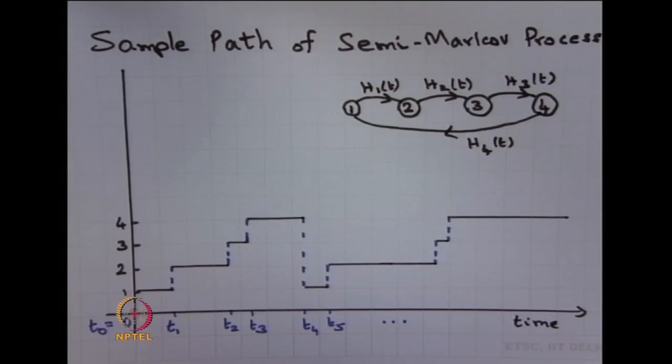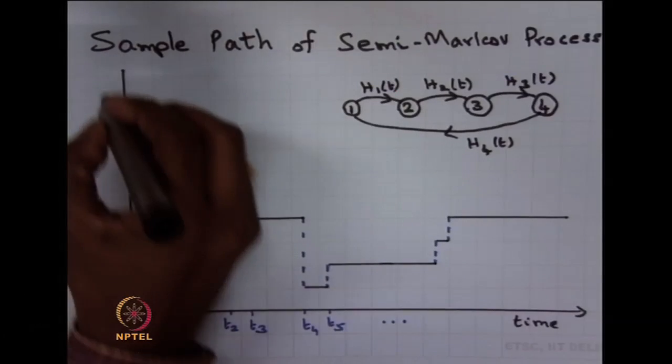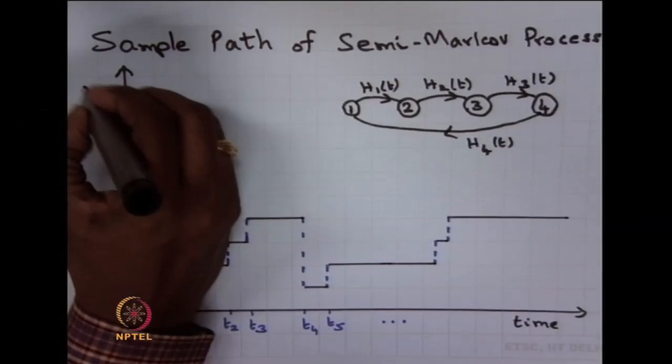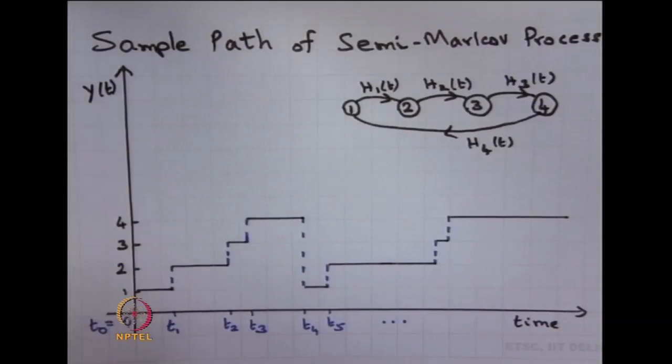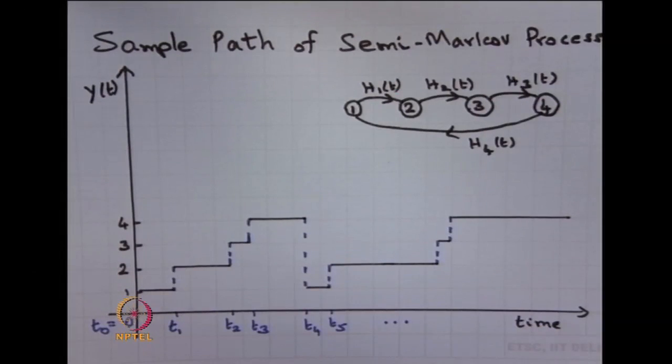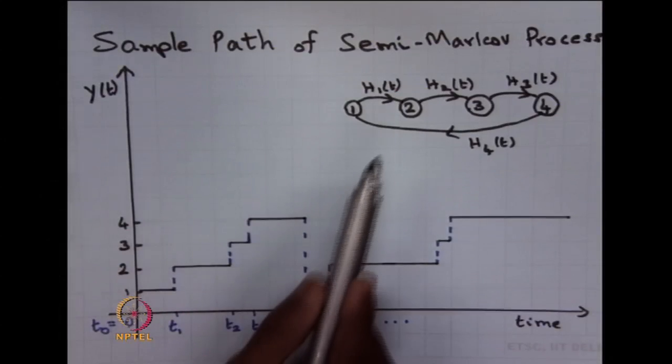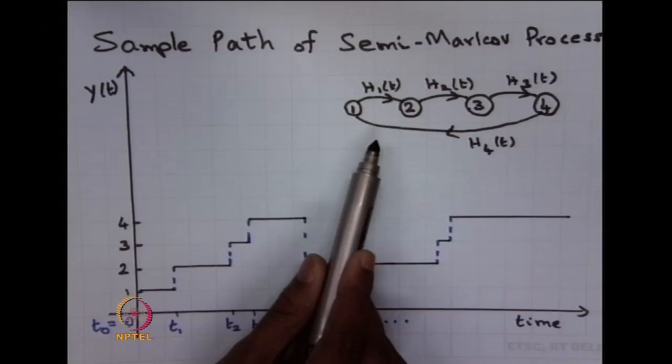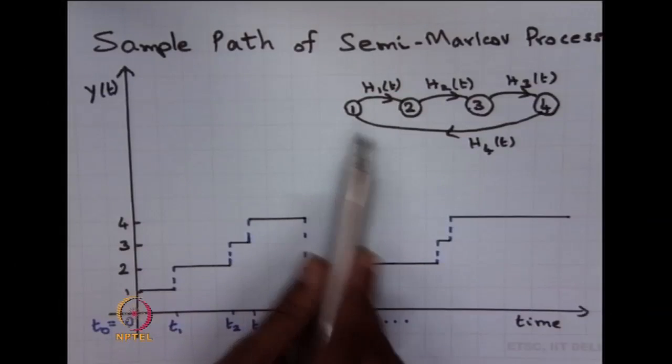Consider this sample path of a semi-Markov process. The corresponding Y(t) is on the y-axis. The time is on the x-axis. The corresponding stochastic process has 4 states. Omega is 1, 2, 3, 4.